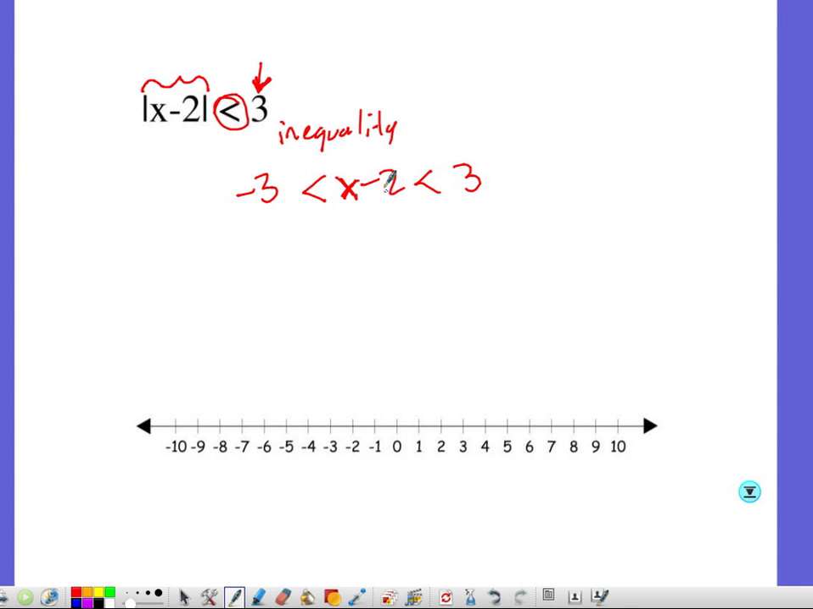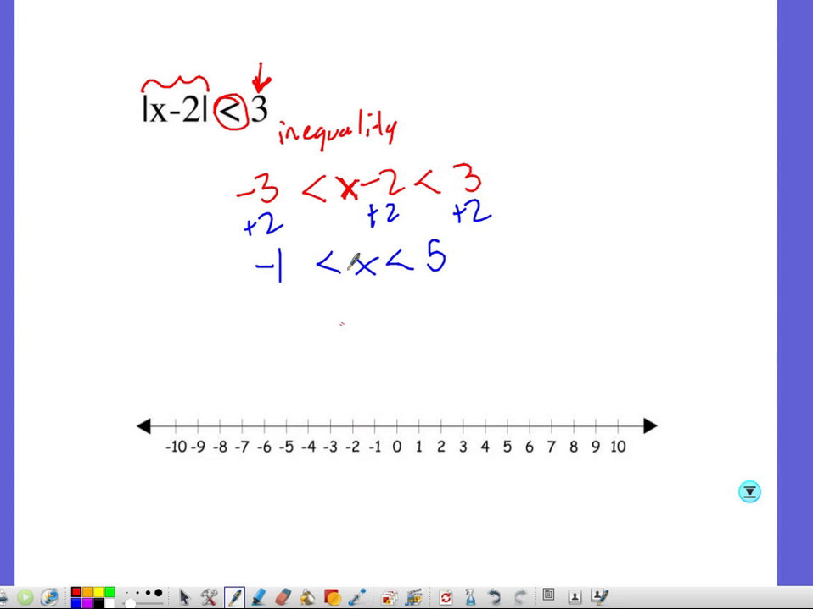So since we're subtracting 2, the inverse is to add 2. In this case, whatever we add to one side, we have to do to all 3 sides. So we add 2 here, and then we add 2 there. Okay, -3 plus 2 is -1, which is less than x, which is less than 5. Here are my 2 solutions.